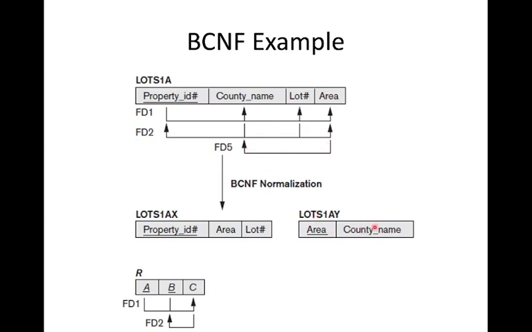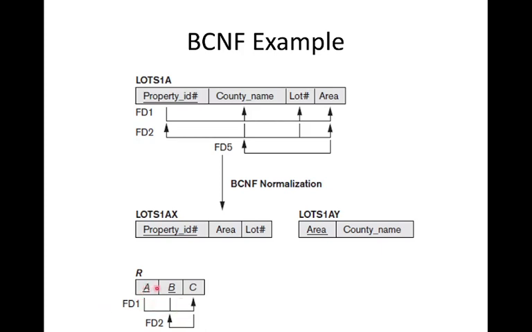We can normalize into BCNF by making this functional dependency a separate relation. That is, area and county name will be made separate, and property ID, area, lot number will form another relation. So lots 1a becomes lots 1ax and lots 1ay. Then lots 1b will be there, lots 2 will be there. Then all together will form the BCNF normalized relations. Okay.